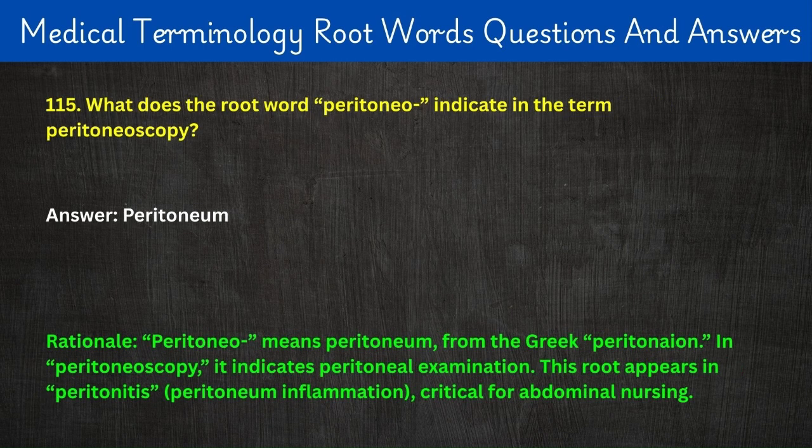115. What does the root word peritoneo- indicate in the term peritonioscopy? Answer: peritoneum. Rationale: Peritoneo- means peritoneum, from the Greek peritonein. In peritonioscopy, it indicates peritoneal examination. This root appears in peritonitis, peritoneum inflammation, critical for abdominal nursing.